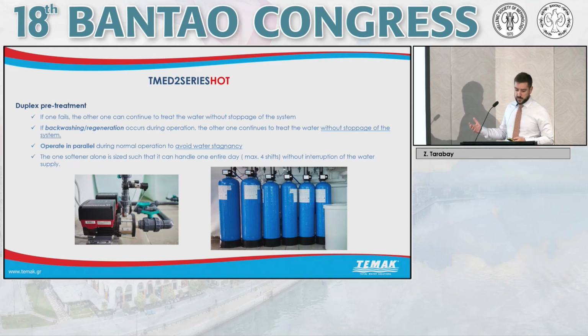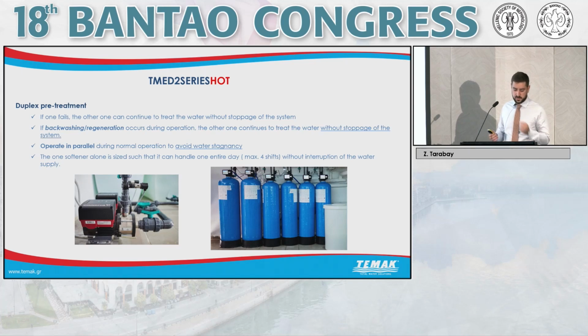So this is what we said before. It's a duplex pretreatment. So if one fails, the other one can continue to treat the water without stoppage of the system. The pretreatment on a daily basis has either backwashing of the filters or regeneration of the softeners. So if backwashing or regeneration occurs during operation, the other one can continue to treat the water without stoppage of the system.